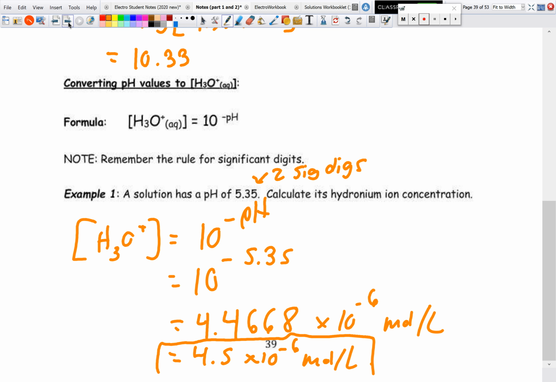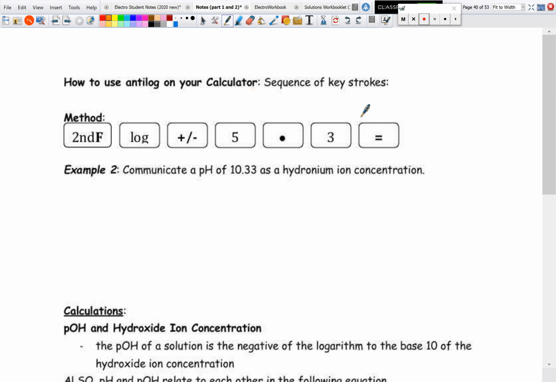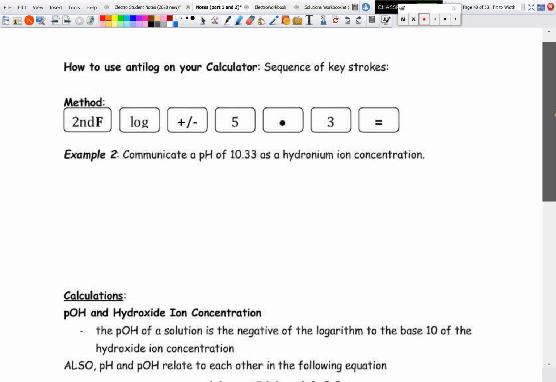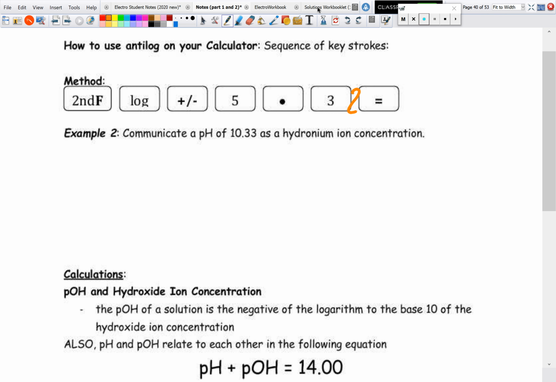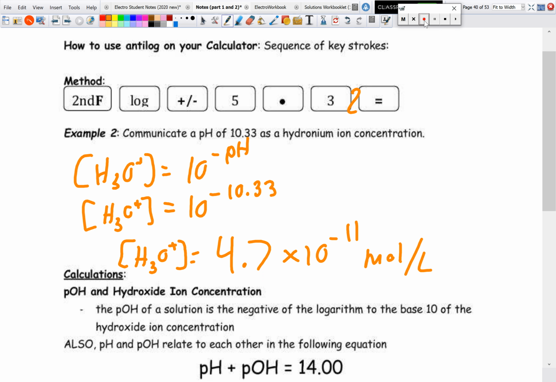So of course for our next one, you should pause the video and try this one on your own. But the same thing, so how to use calculator, second function log will get your exponent value, and then you can put in your negative 5.3. Forgot that other value there because it was 5.32, I believe. And then equals. So try this one on your own, see if you can get it, and the answer will go up in 3 seconds.